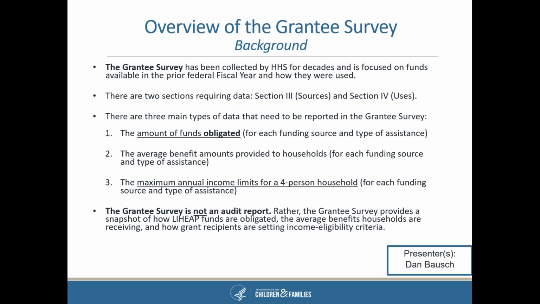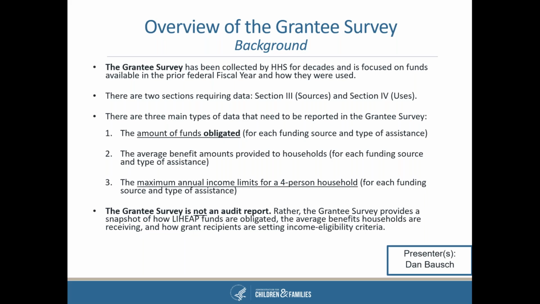So the report has 3 main pieces of information that it's asking for. It's asking about those dollar amounts obligated for different buckets or categories. It's asking about the average benefit amounts that were provided to households. So that's the actual dollar amount in bill payment assistance that households were receiving and in other assistance as well. And then finally, to understand each state's income eligibility criteria for different types of assistance, the report asks for you to list the maximum income level for someone to receive LIHEAP assistance for a 4-person household.